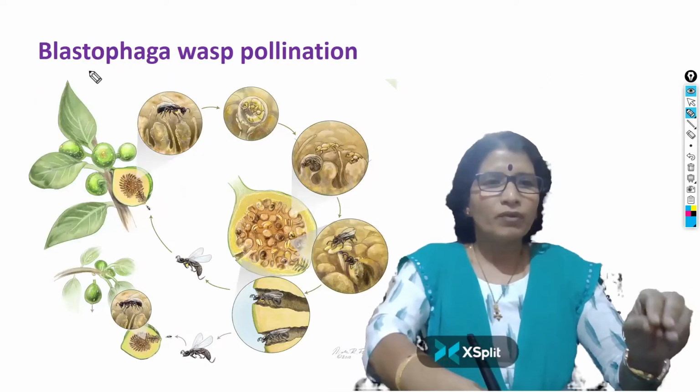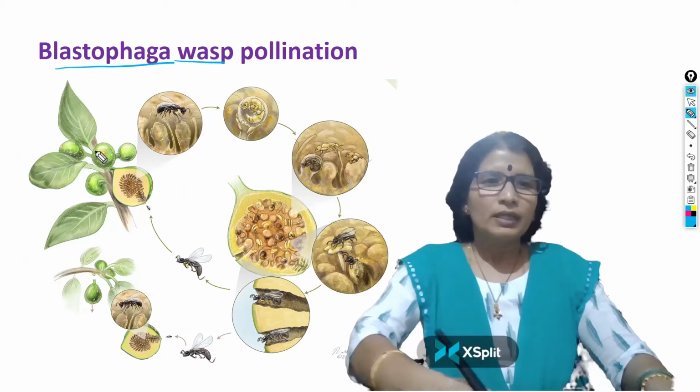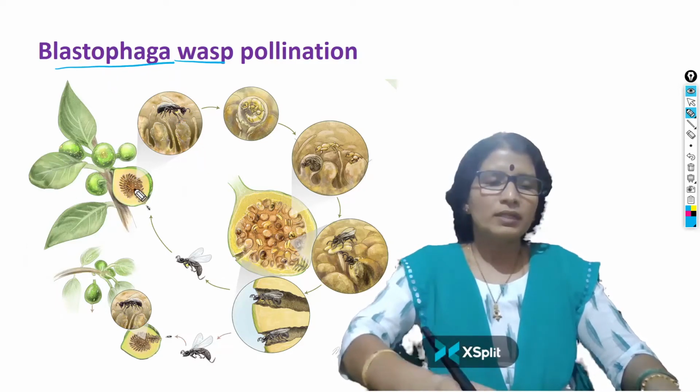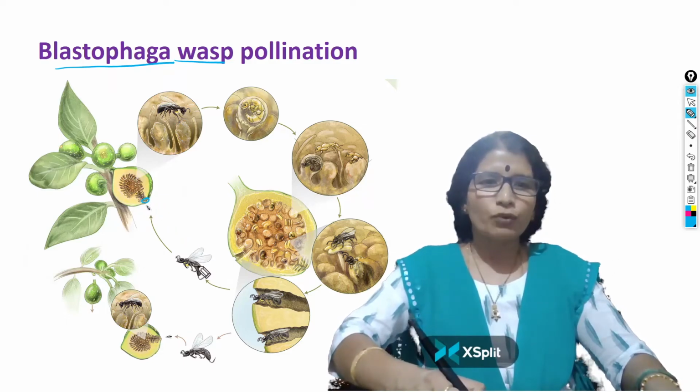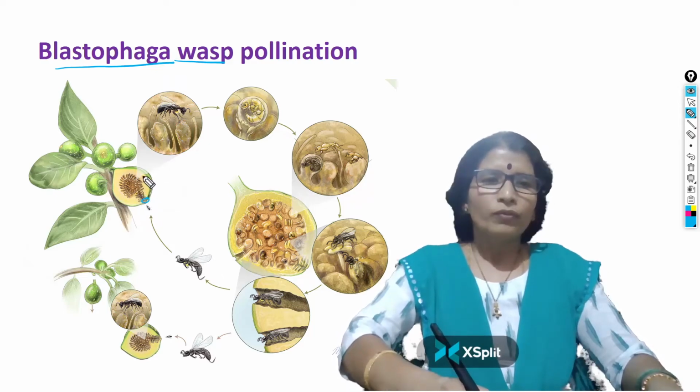Pollination takes place by one kind of wasp, that is Blastophaga. It is the name of the insect. Here these are the Hypanthodium inflorescences. Here you can see a small pore at the tip of the inflorescence. This is the Blastophaga insect. Usually this Blastophaga insect enters the Hypanthodium inflorescence through the small apical pore.